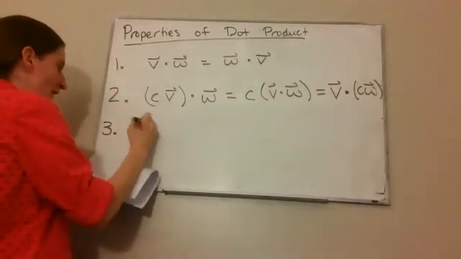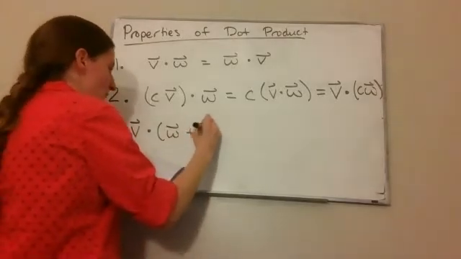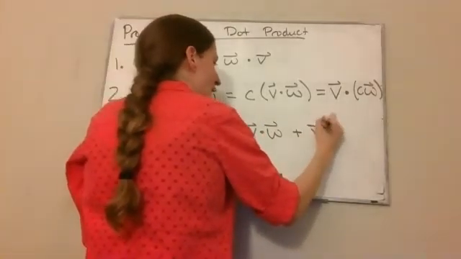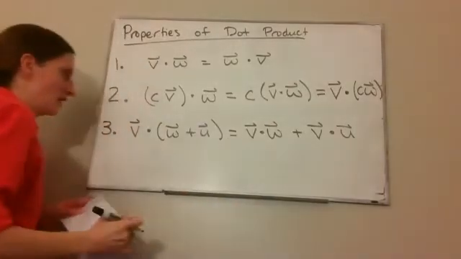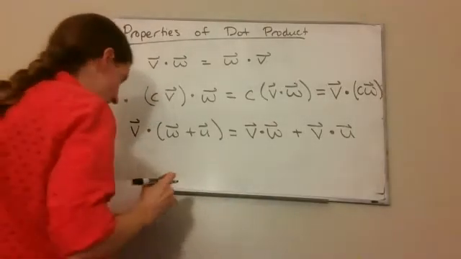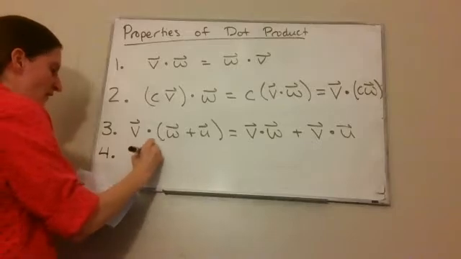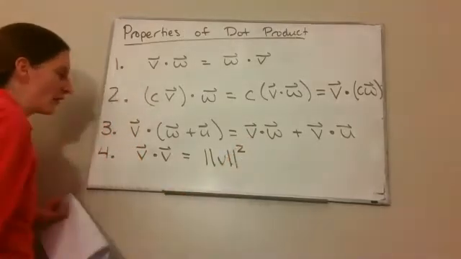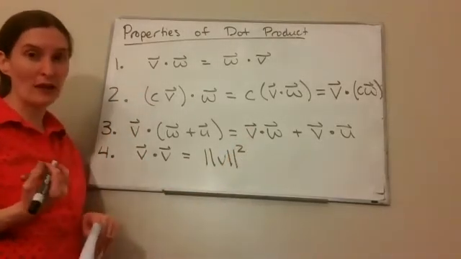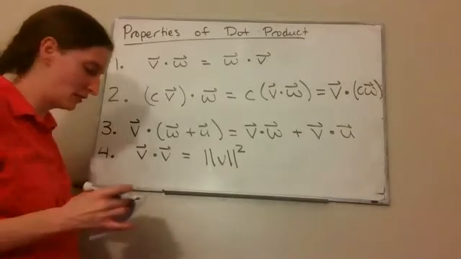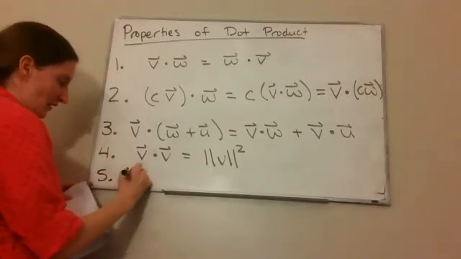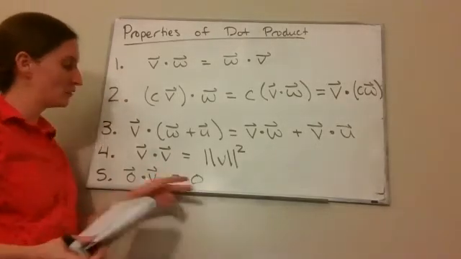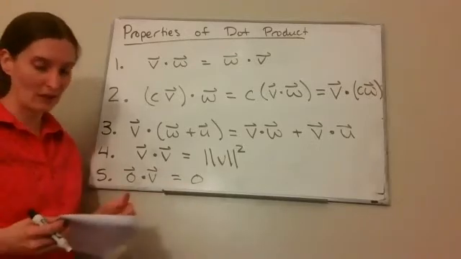Third, v dot (w plus u) is equal to v dot w plus v dot u. So it sort of has a distributive property. Fourth, v dot v is equal to the magnitude of v squared. That's what we noticed in that last example where we had 40 for v dot v and square root of 40 for the magnitude. And last, the zero vector dot a vector is equal to 0. Notice it's not equal to the zero vector because the dot product gives us a scalar as a result.